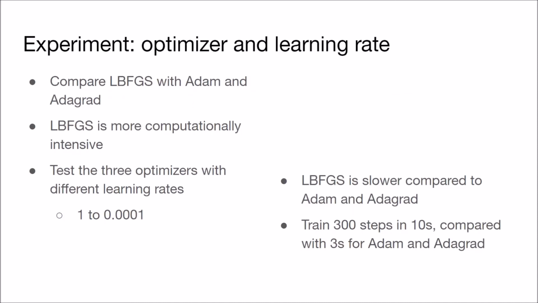So typically when we do artistic style transfer, it's common to use LBFGS because it tends to reach a better optimum. But it is also more computationally expensive. So here we compare it with the more familiar stochastic-based optimizers, Adam and Adagrad, and we test them each with different learning rates. And the results show that LBFGS is indeed slower compared to the other two. It takes 10 seconds to train the model for 300 steps, whereas with Adam and Adagrad it takes only 3 seconds.